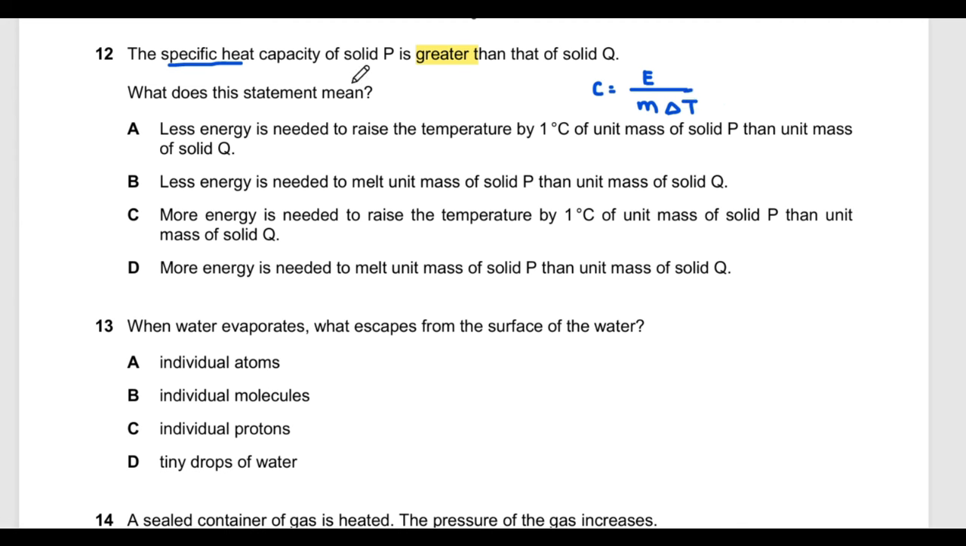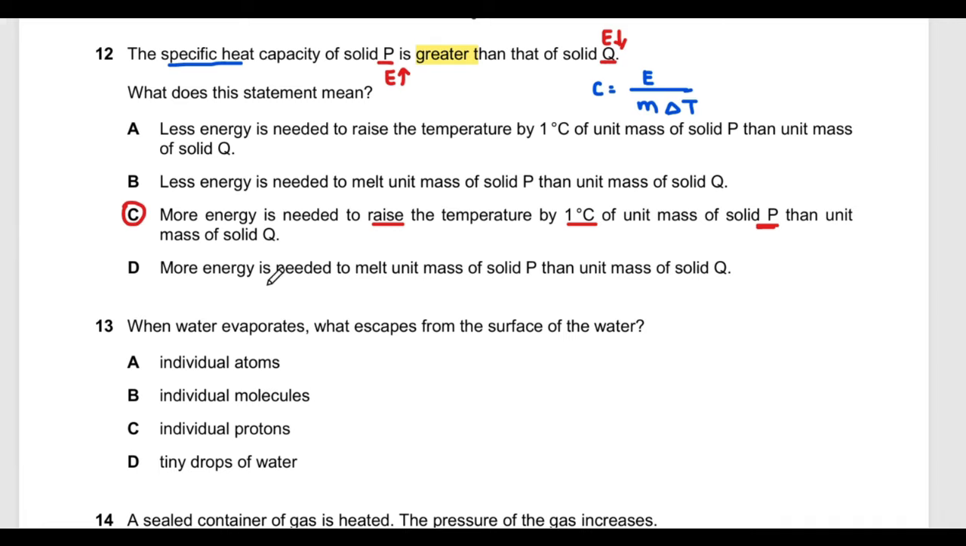Now, if P has greater specific heat, that means it requires a greater amount of energy to raise the temperature of 1 kilogram by 1 degree Celsius, and solid Q needs less energy for the same procedure. If we read statement C, more energy is needed to raise the temperature by 1 degree Celsius of unit mass of solid P than unit mass of solid Q, matches with the definition, so C is correct.